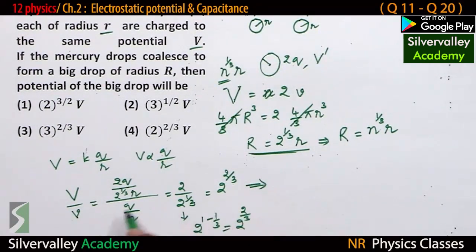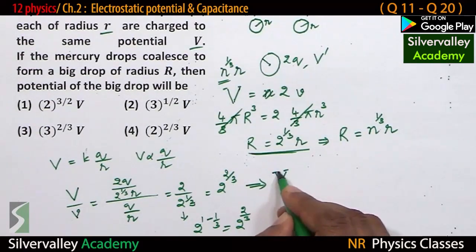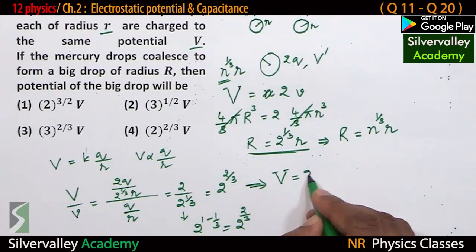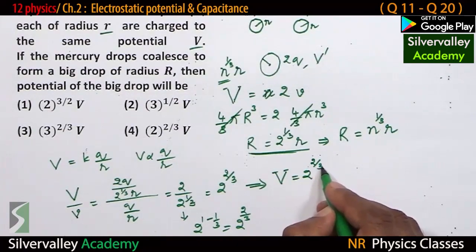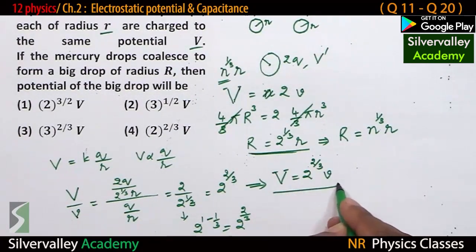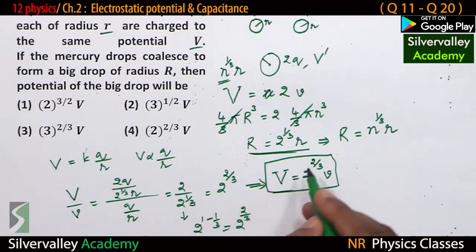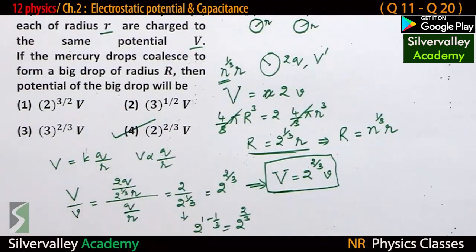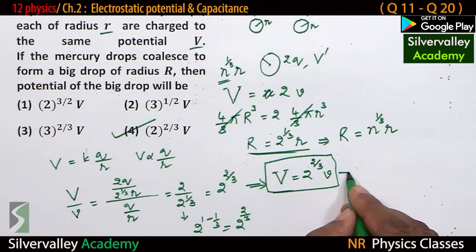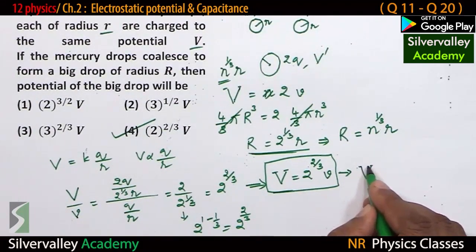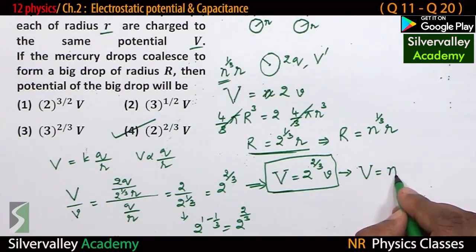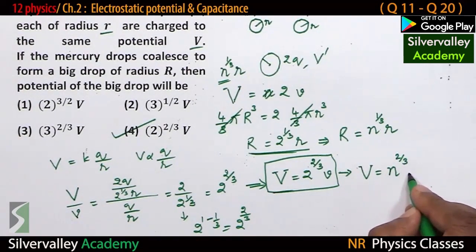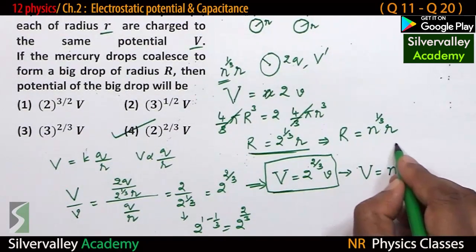This implies that potential of bigger drop equals 2 to the power of 2 by 3 times potential of smaller drop. This can be generalized to potential of bigger drop equals n to the power of 2 by 3 times potential of the smaller drop.